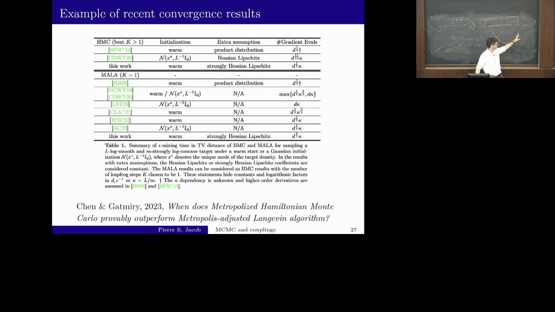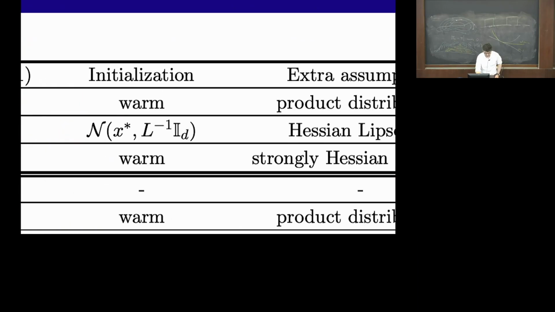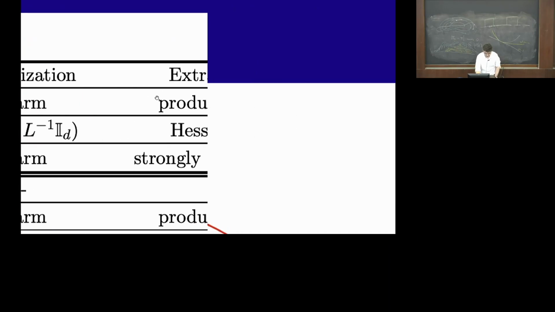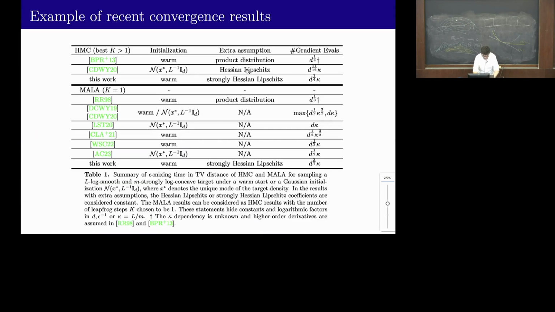So I wanted to flash this table, not to go into the details, but just to give you a sense of what you could find in papers on the theory of MCMC these days. I'm going to zoom in maybe a little bit. So you find different algorithms, here HMC for example, different conditions on the initialization, different assumptions. Product distribution means the target distribution is just made of independent components. It's a very strong condition. Hessian is Lipschitz, and so on.